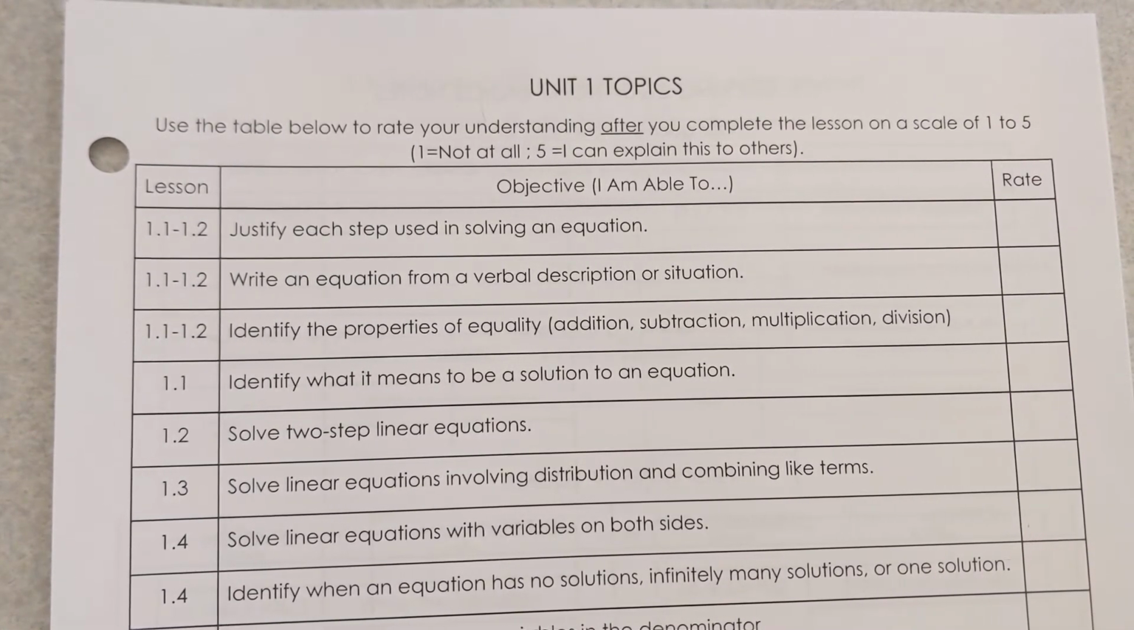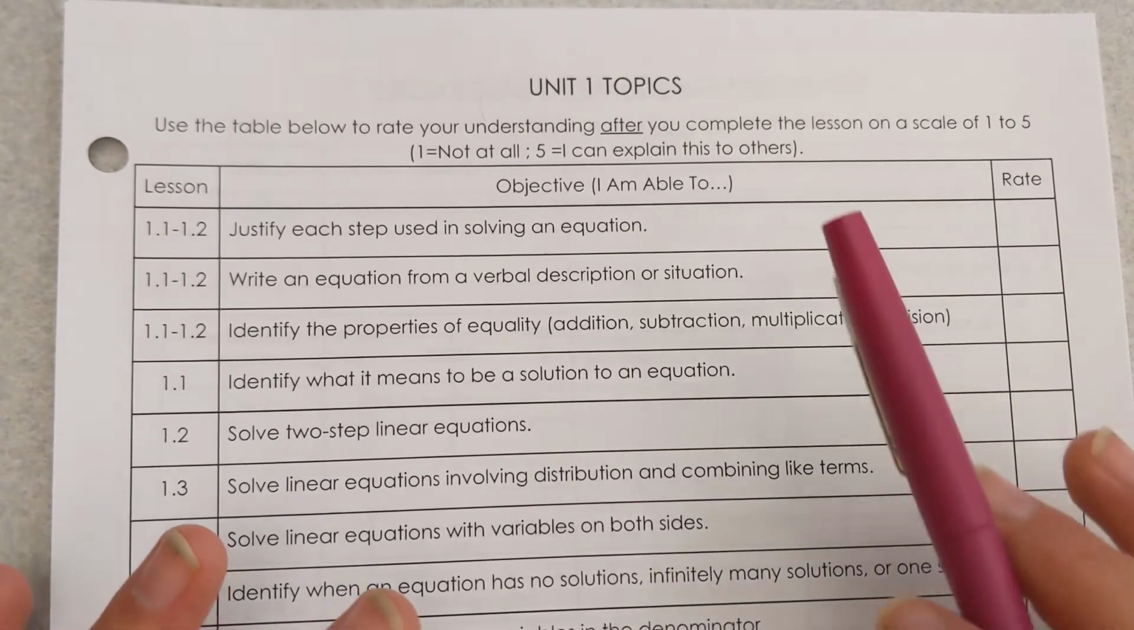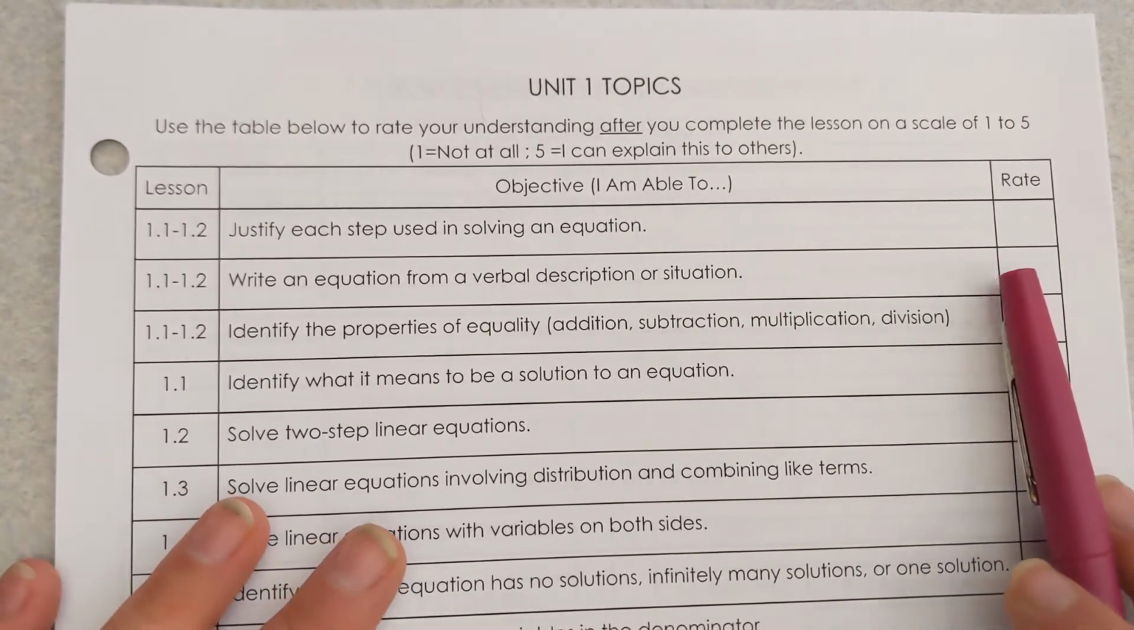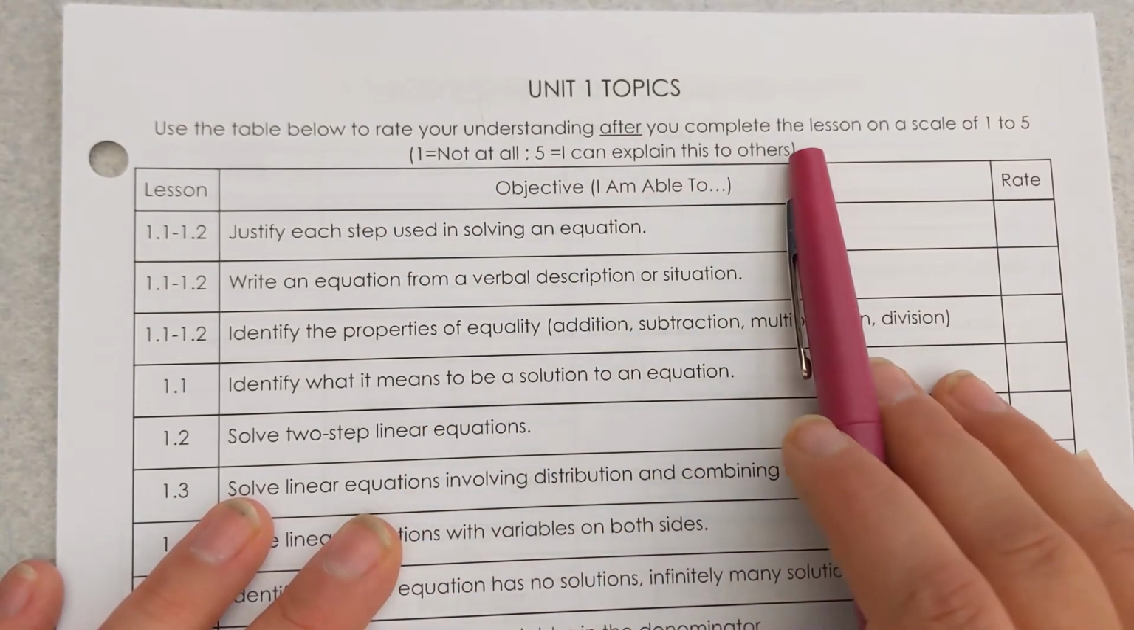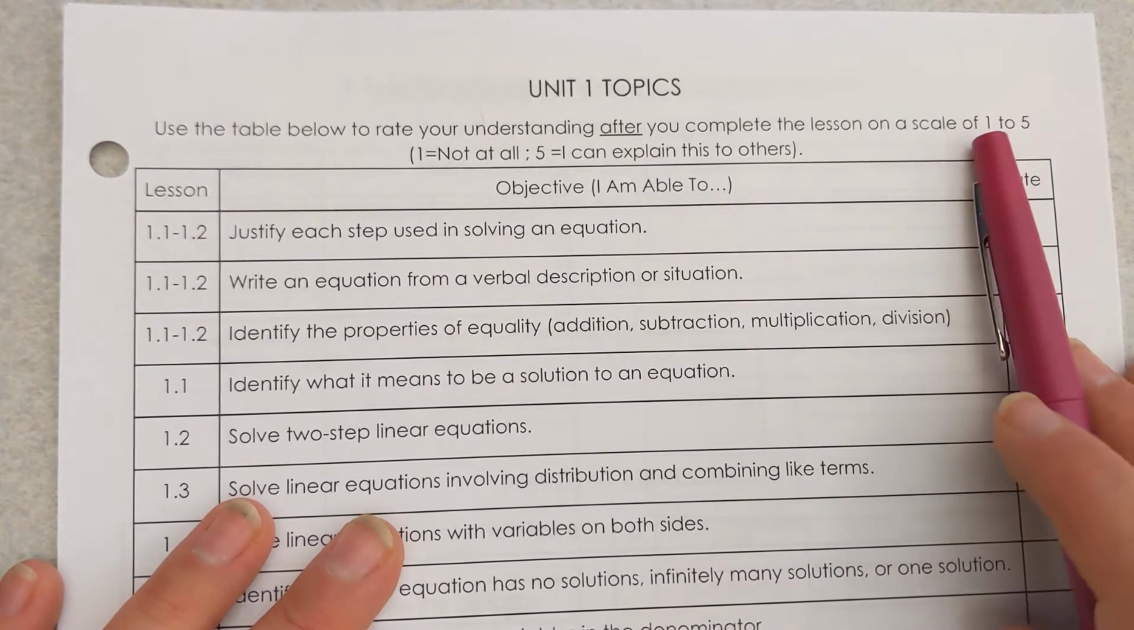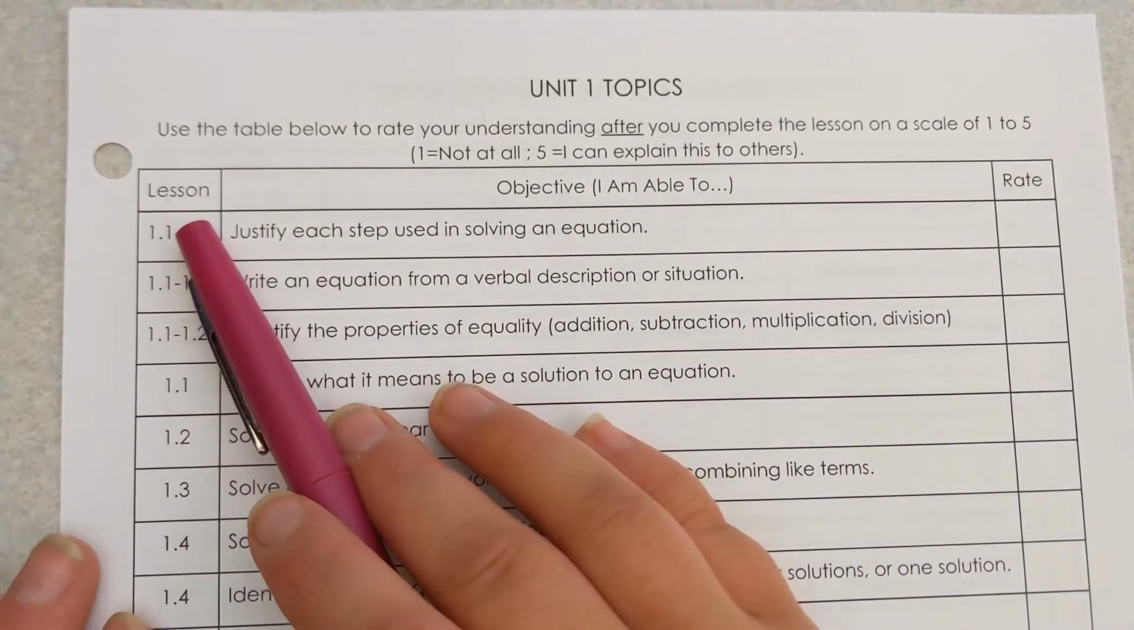I'm going to go over lesson 1.1. I just wanted to go over this front page a little bit first. What this is, it's just basically an area that I want you to rate your understanding after you complete a lesson on a scale of 1 to 5. So you can see the lessons over here.